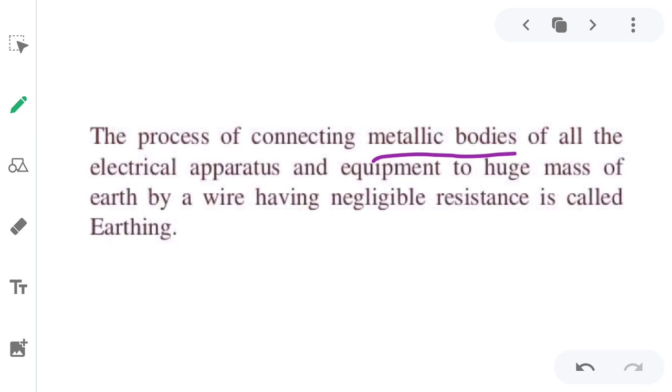So to protect ourselves, we connect that metallic body to a huge mass of earth. Huge mass of earth means we directly connect that metallic body to the earth. The wire should have negligible resistance. If the resistance is low, then the flow of current will be high and current will easily flow through that wire. So the current will not persist on that metallic body, and it will protect us.